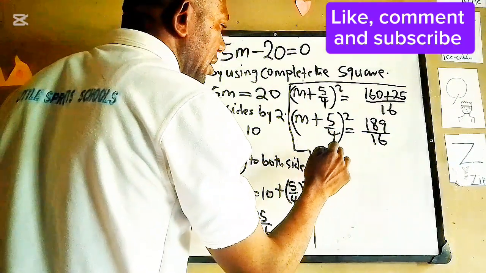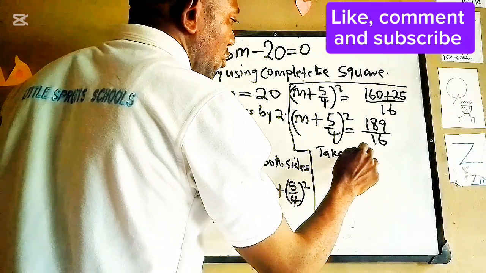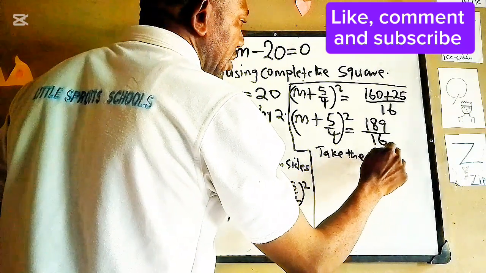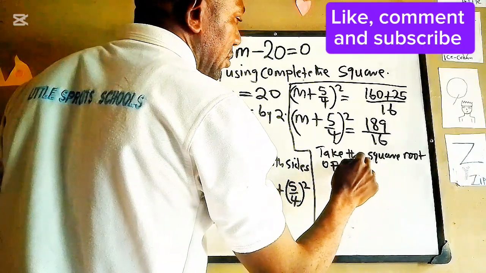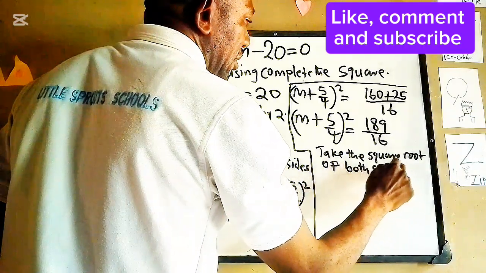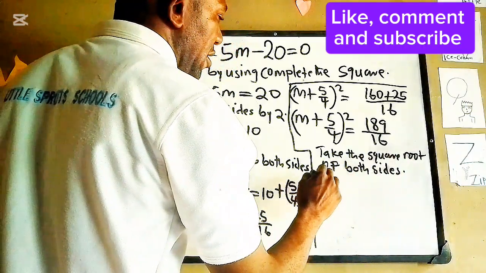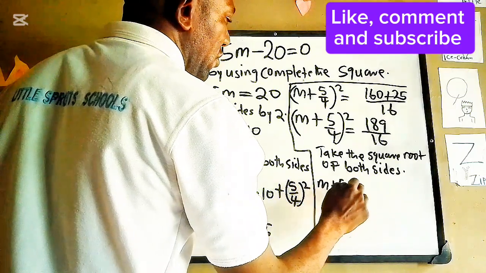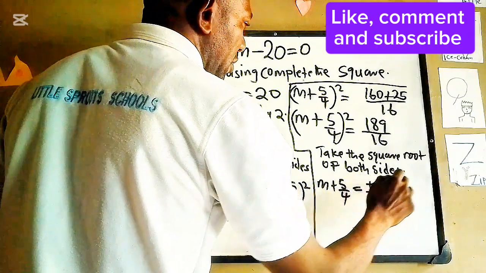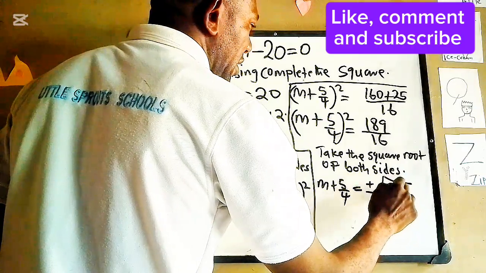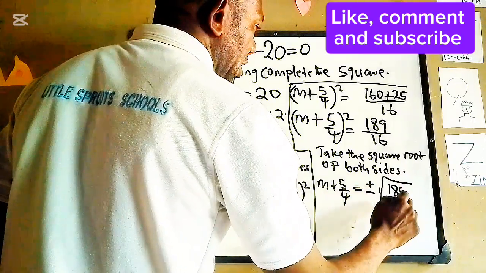Take the square roots of both sides. Right? We're going to have m plus 5 over 4. If we take the square root, equals plus and minus the square root of 189 all over 16.